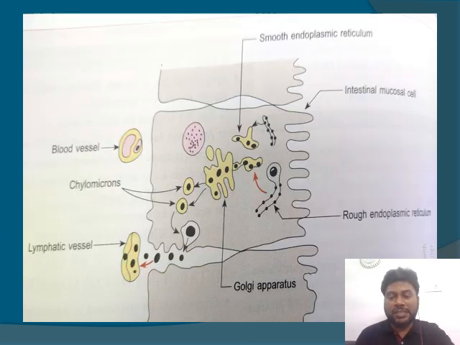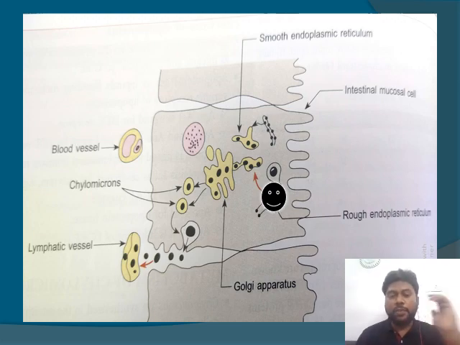To start with synthesis. The synthesis takes place within the intestinal mucosal cells. Inside these cells, first the apoproteins required for chylomicrons will be synthesized within the ribosomes which are attached to the rough endoplasmic reticulum. So what are the apoproteins present in chylomicrons? ApoA, B48, ApoC and ApoE. In that, ApoA and B48 will be initially synthesized by the ribosomes within the intestinal mucosal cells.